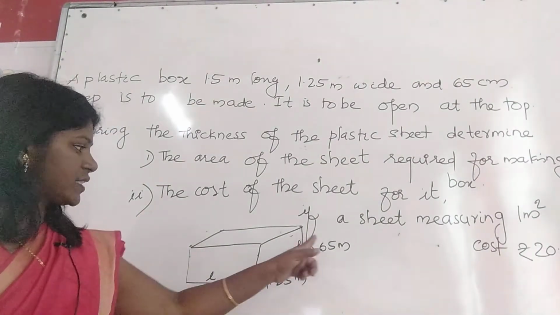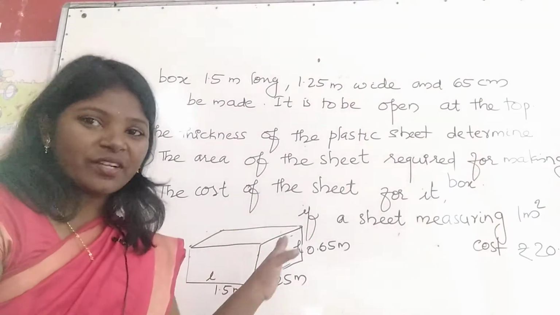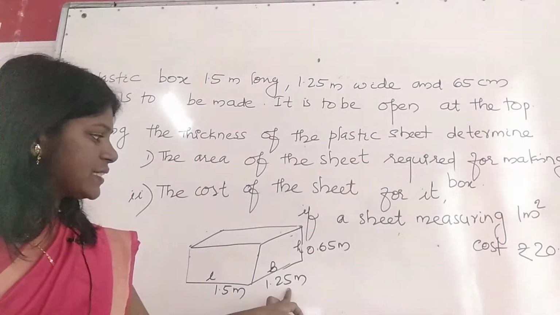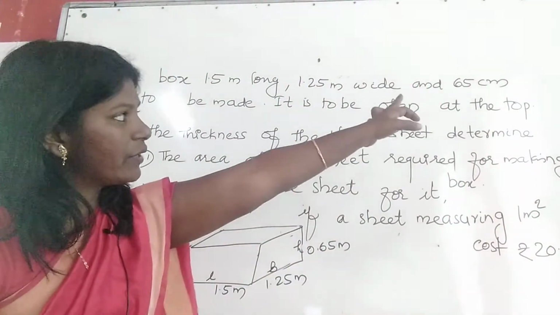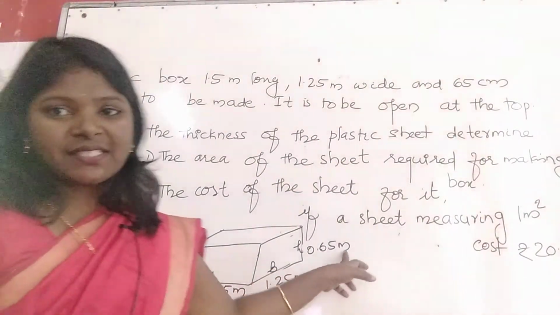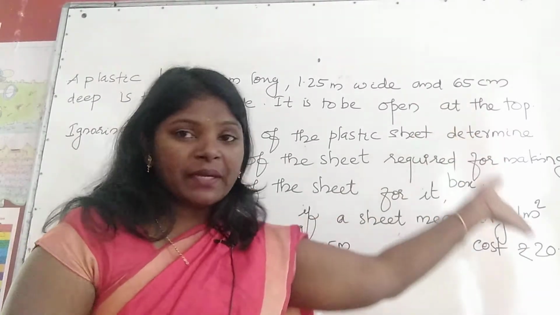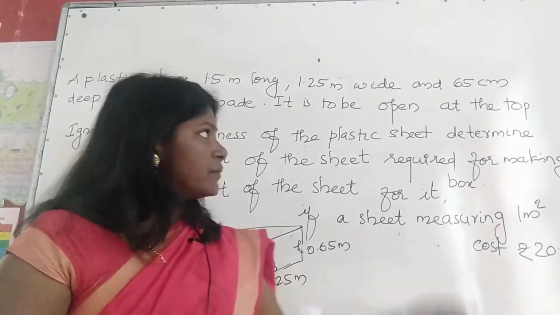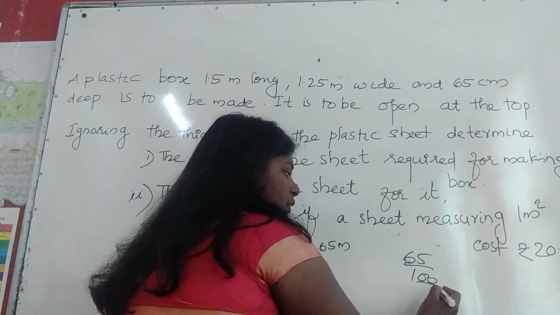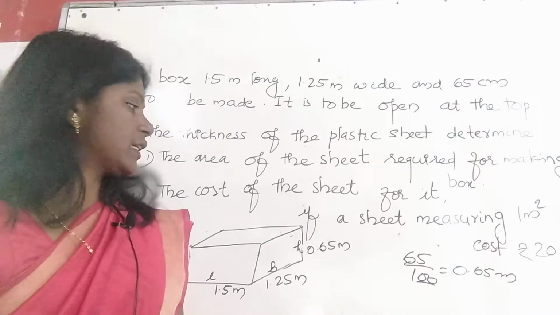This is the box that they have given, the model for the box. Length 1.5 meter and breadth 1.25 meter, and depth they have given in centimeter. So we should write it in meter, that is 0.65 meter. How can we change it? Dividing centimeter by 100 we get meter, that is 65 centimeter divided by 100, that means 0.65 meter. Okay, it is clear.